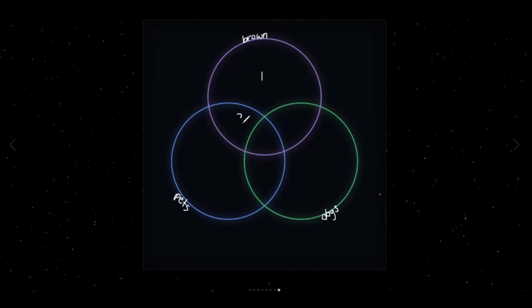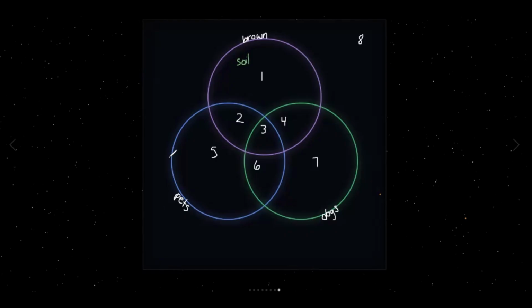So I'll number the regions, just so we can see that there are 7 regions, really 8 if we also count outside of them. Region 1 here represents the set of things that are not pets, not dogs, but are brown. So again, my example of soil can work for that one. Soil is brown, but it's not a pet and it's not a dog.